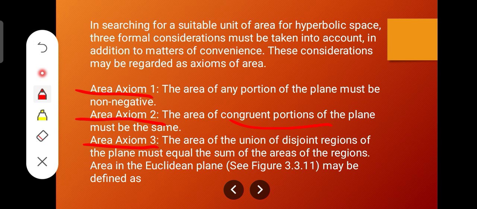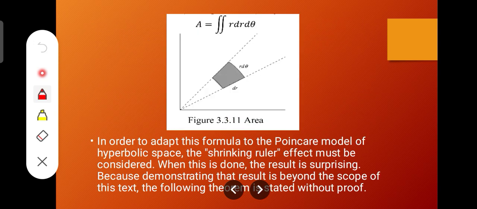Area in the Euclidean plane may be defined as shown in figure 3.3.11. Area A is equal to the sum of r dr d theta. In order to adapt this formula to the Poincare model of hyperbolic space, the shrinking ruler effect must be considered when this is done.